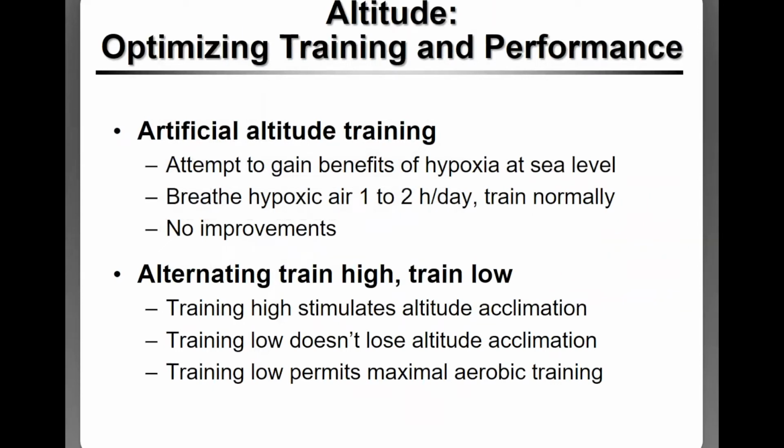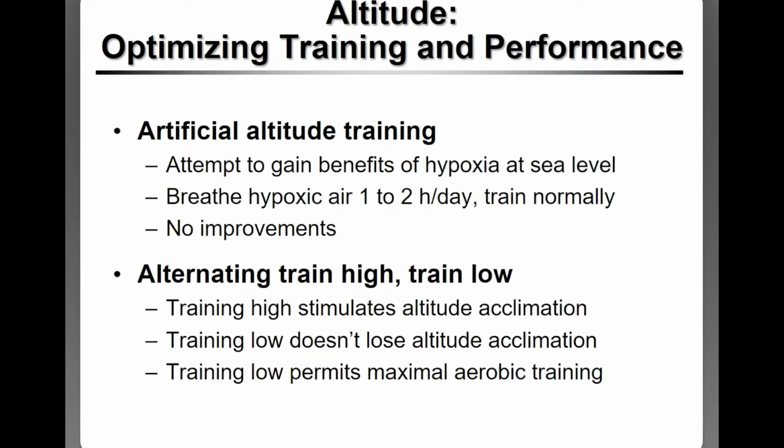So artificial altitude training is effective in the sense that if you breathe hypoxic air 1 to 2 hours a day and train normally, that previous study that I showed, the oxygen saturation improved. However, there's contradicting controversy around this concept, where artificial altitude training in some studies have shown no improvements in exercise performance. So a lot of it has to do with the responsiveness of the athlete to this type of training.